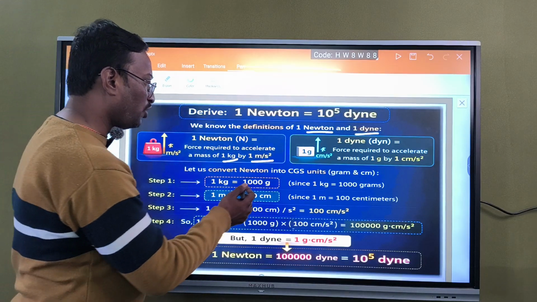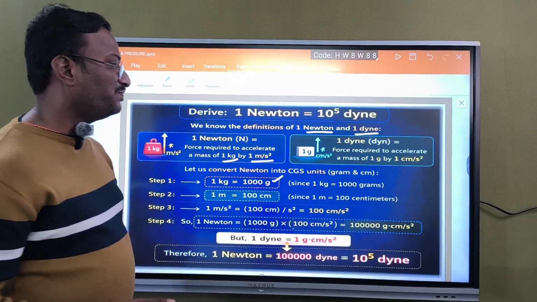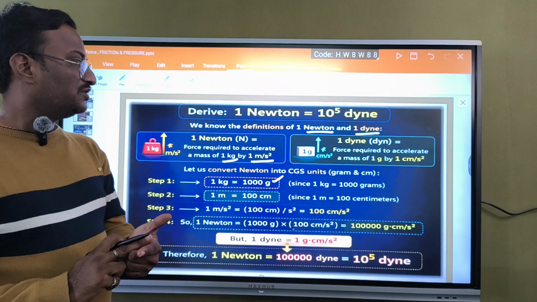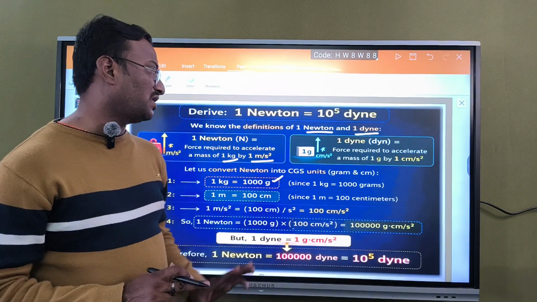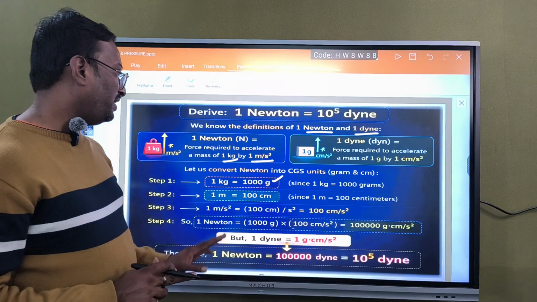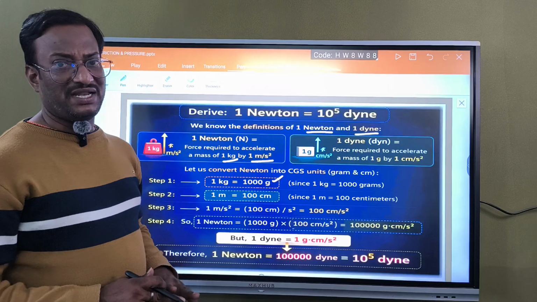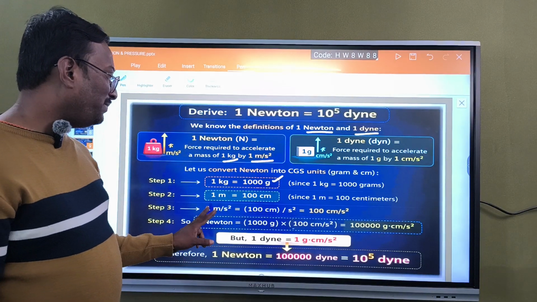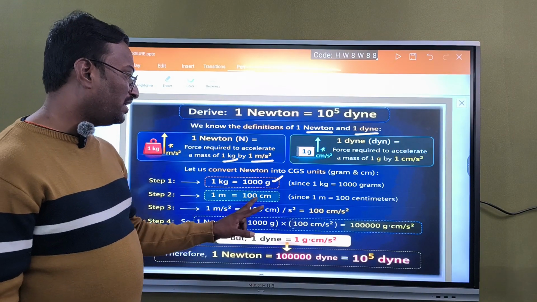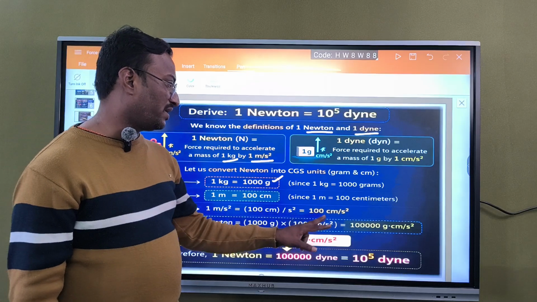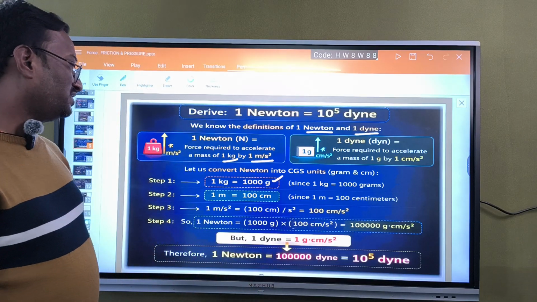1 kg is equal to how much? 1000 grams. CGS means centimeter gram second, so the kg is converted into 1000 grams. Next, 1 meter is equal to how many centimeters? 100 centimeters. Then 1 meter per second square is equal to 100 centimeter per second square.